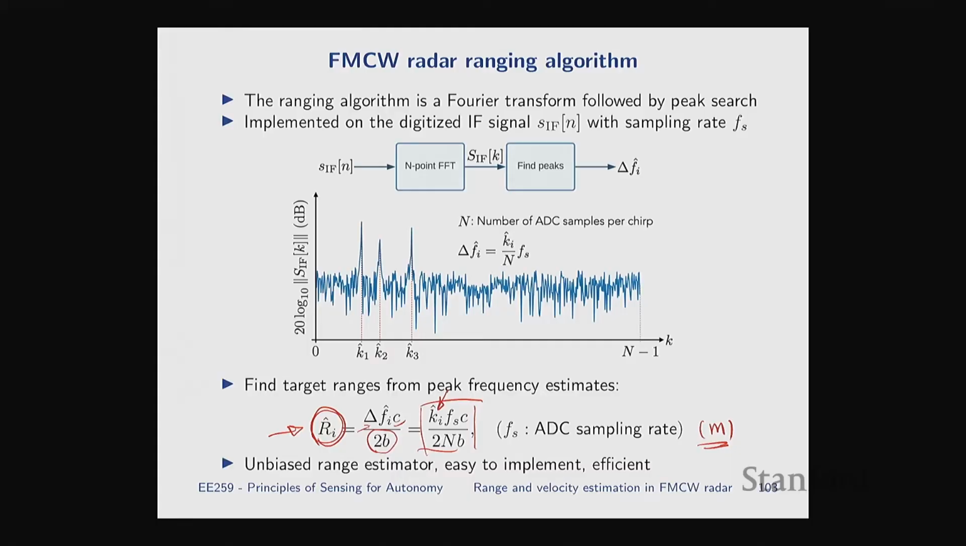Okay, so that's how we do ranging. Now, from this algorithm, what is the range resolution and what is the maximum range that we can get?